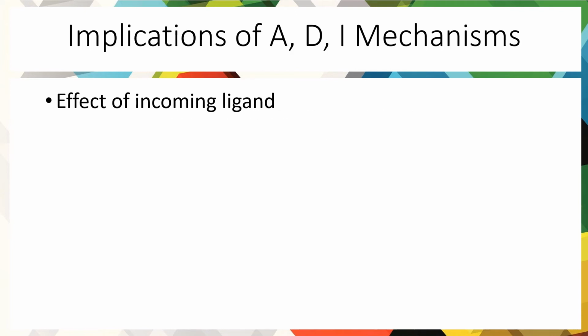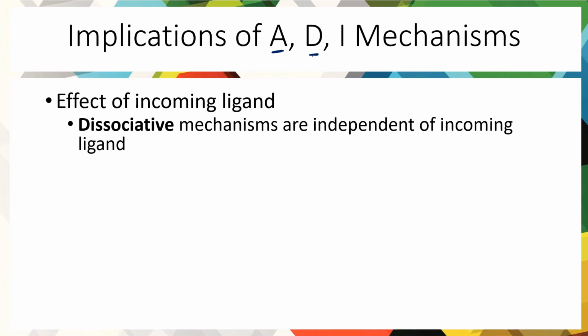So there are implications of these mechanisms, and we'll just think about the difference between these two ends of the continuum and understand that the interchange mechanism is some blend of those. But one of those is what effect does the incoming ligand have, right? So the only mechanism that depends on that incoming ligand is the associative mechanism, because in a dissociation, the first thing that happens is your leaving group leaves, right? Your leaving ligand leaves, and the incoming ligand hasn't gotten involved yet. So dissociative mechanisms are independent of the incoming ligand, meaning the rate constant shouldn't change if you look at different reactions with the same metal complex reactant and different incoming ligands. The rate constants should be the same.